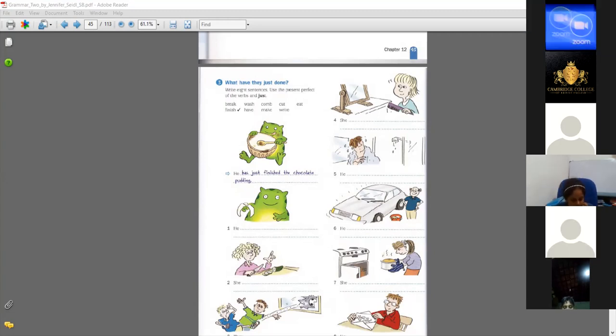I have finished my work. Read the sentences. He has just eaten a banana. She has just cut the finger. They have just broken the window. She has just combed hair. He has just had a shower. He has just washed the car. She has just made a cake. He has written the letter. Okay, next.